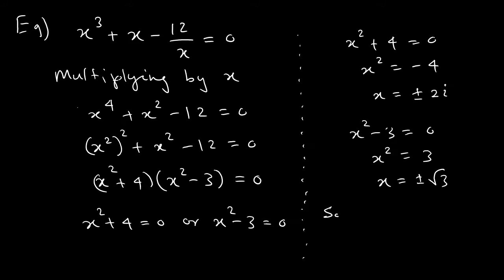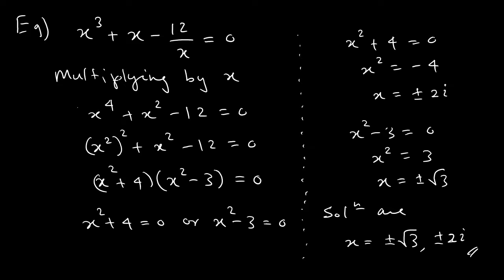So the solutions are x equals, let's write the real first, plus or minus square root 3, and then plus or minus 2i. Okay, those are all the solutions of this one.